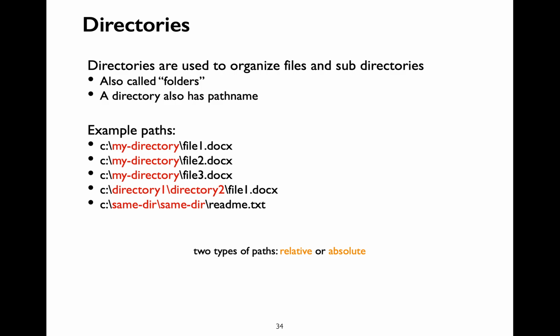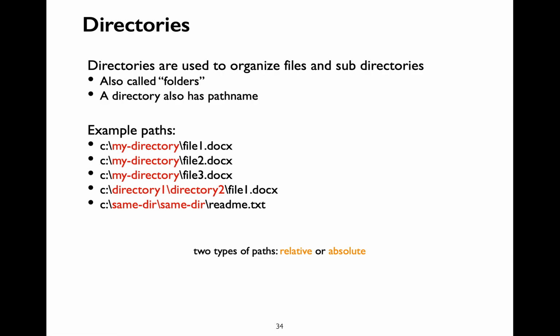You don't essentially have to have unique names for your directories. For example, you can have a directory called same-dir inside another directory called same-dir. We will be able to differentiate between these two directories because the path name for both of those directories will be different. You can have a directory inside a directory, just like you can have files inside directories.